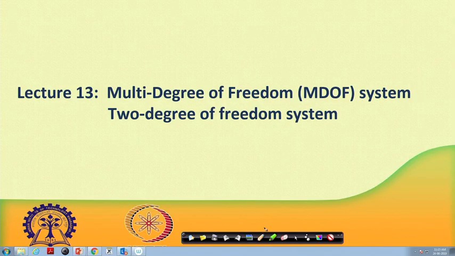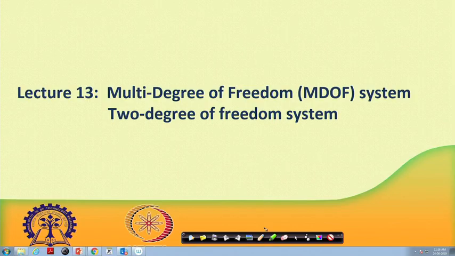Today we will be moving into the new module, that is the second module, which is about multi-degree of freedom systems. We have talked in detail about the different aspects of single degree of freedom systems. We have learned several concepts of vibration using single degree of freedom systems. Now, we will translate to a slightly more complex system, which is a multi-degree of freedom system.